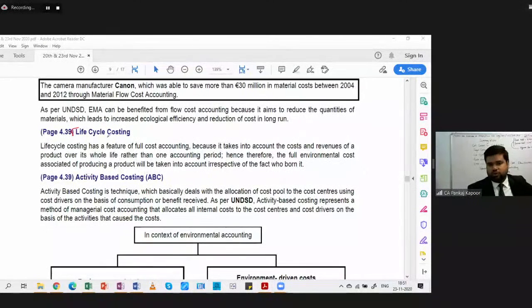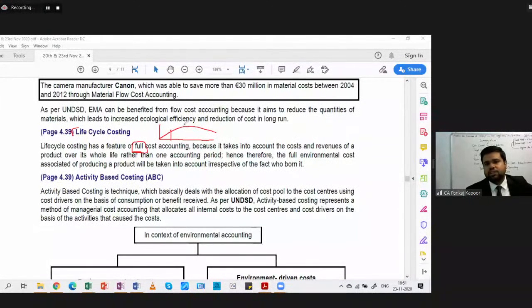The life cycle costing. Friends, there is a unique, very good feature in life cycle costing: it considers the cost which we incur over the entire life. So it has the feature of full cost accounting. Instead of considering only the cost during a particular period, it considers the cost which will be incurred over a product over its entire life.